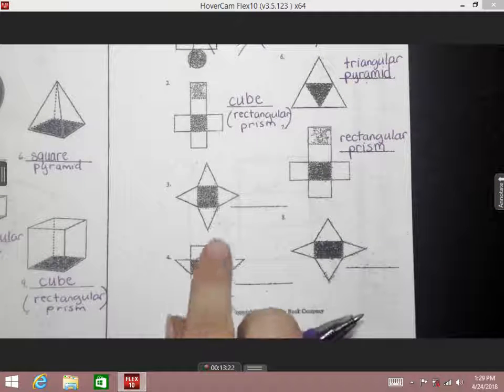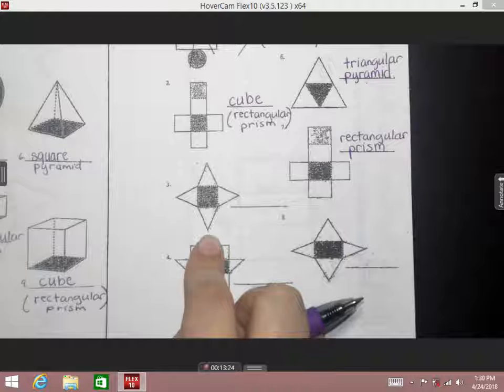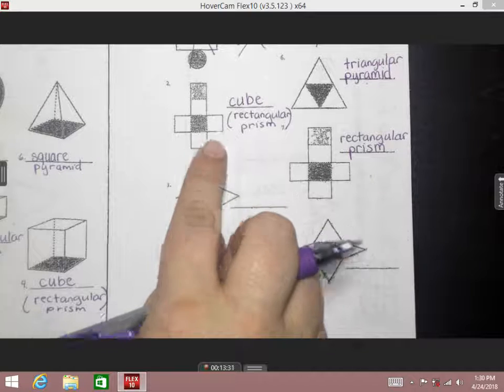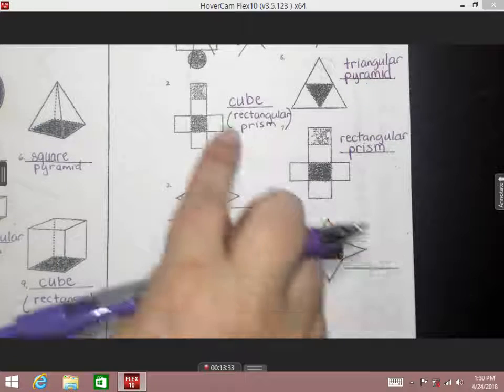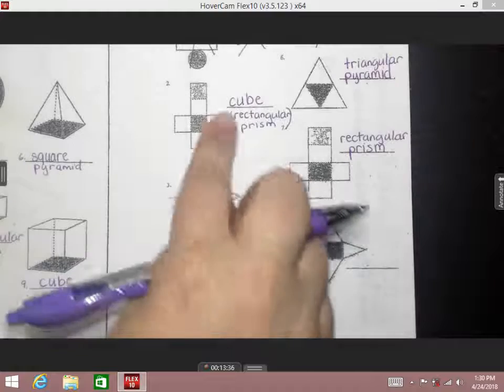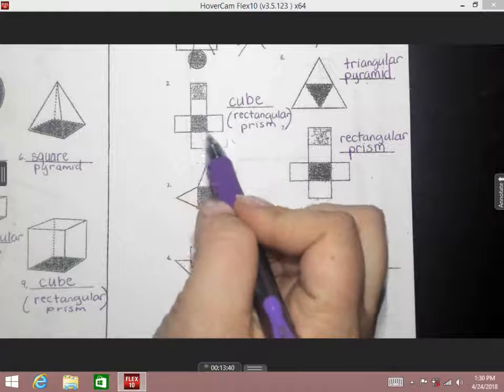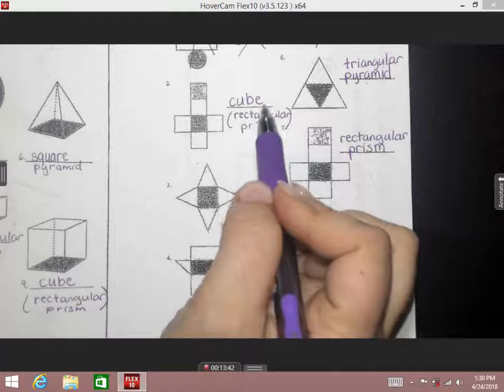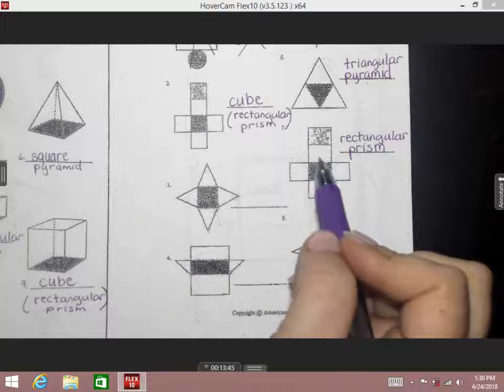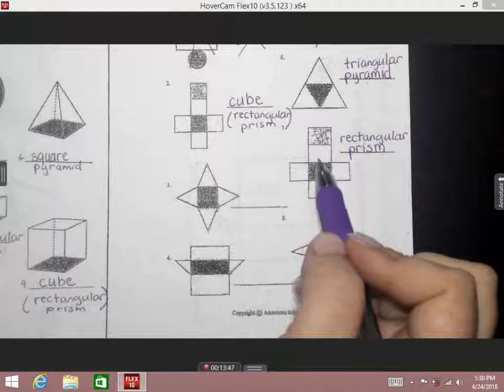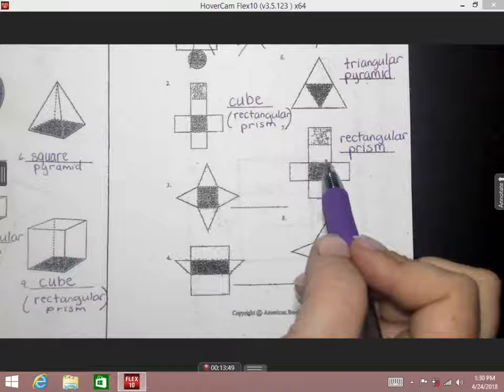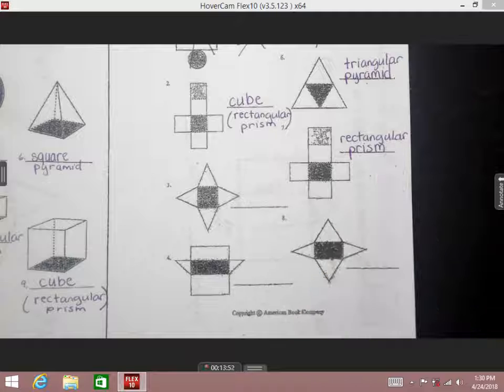All right. On number 3. Yes, Gabe? About the rectangular prism and the cube, they look similar though. The only thing they have different is that one's shorter. Are you talking about these two? Yeah. These two do look different. Do you see how all of these are the same shape square, which makes it a cube. Since this is a longer shape, that is a rectangle, it can't be a cube. A cube can't have a rectangle on it, so it has to be a rectangular prism. Okay?